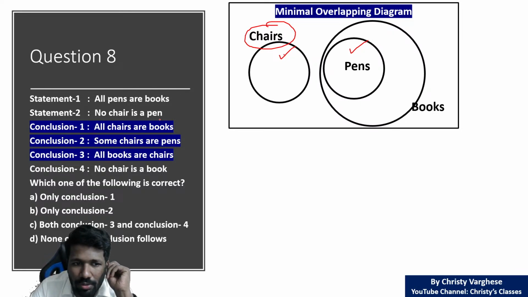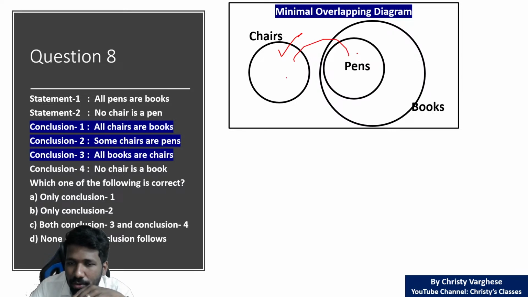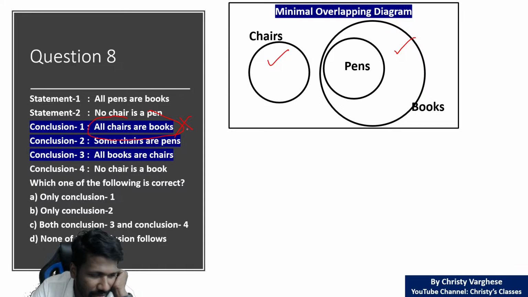So chair and book, the question does not clearly say there is an intersection, right? So don't worry about it. That is the idea of minimal overlapping diagram. The chair is outside book set also, and chair and pen have no intersection. So this is the minimal overlapping diagram. With respect to this, check all chairs are books. All chairs are books means chair should be inside book set. So that is not true in the diagram. So this is eliminated.